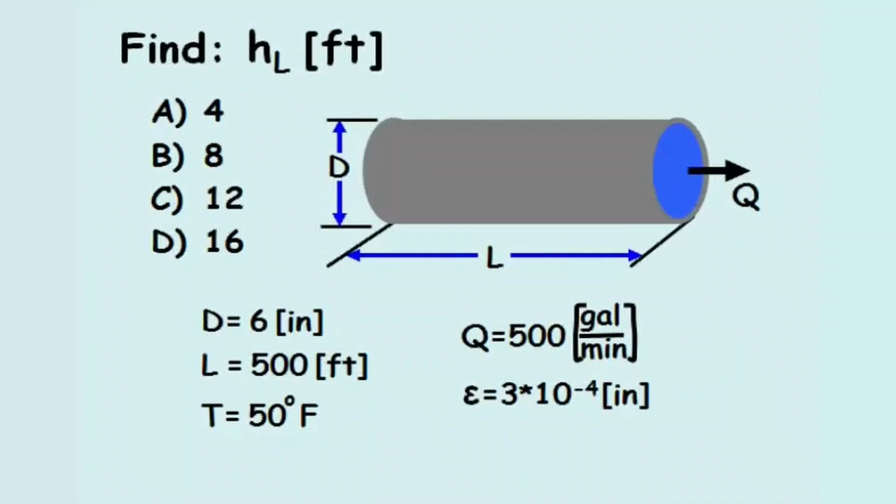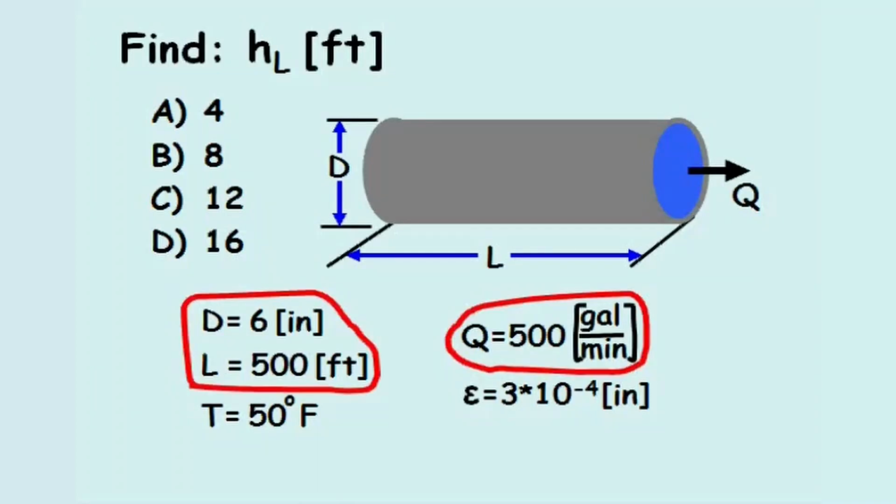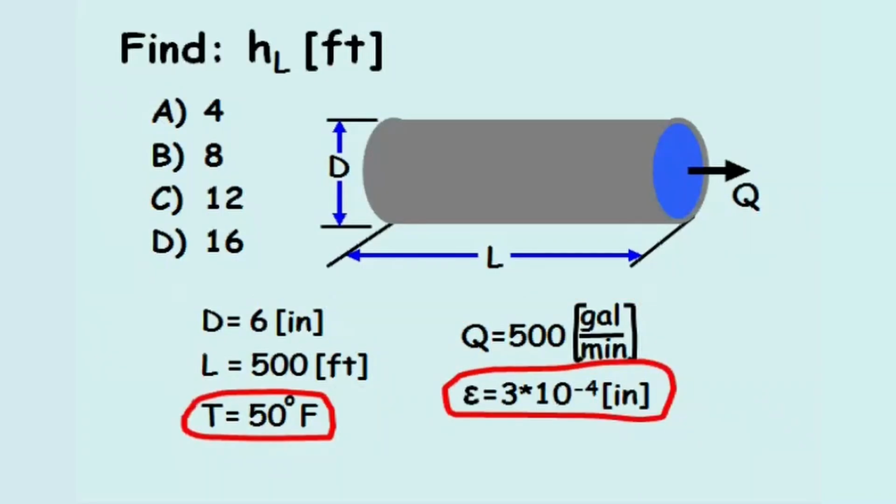Find the head loss H sub L in feet. In this problem, 500 gallons per minute flows through a 6-inch diameter pipe, which is 500 feet long. The temperature of water and the pipe roughness are also provided.